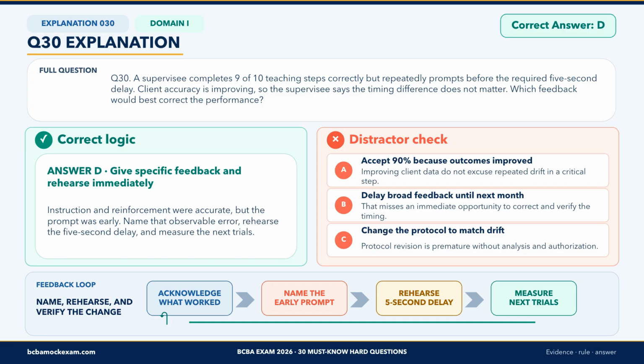The feedback loop follows 4 actions: acknowledge what worked, name the early prompt, rehearse the 5-second delay, and measure the next trials. A total integrity score and improving client data do not justify ignoring a consistently altered critical step. B. Delayed, broad review misses an immediate opportunity to correct and verify the specific performance. C. Changing the protocol to fit drift is premature without analysis and authorization of the modification. Effective feedback identifies what worked, names the observable change, and creates a near-term opportunity to practice it.